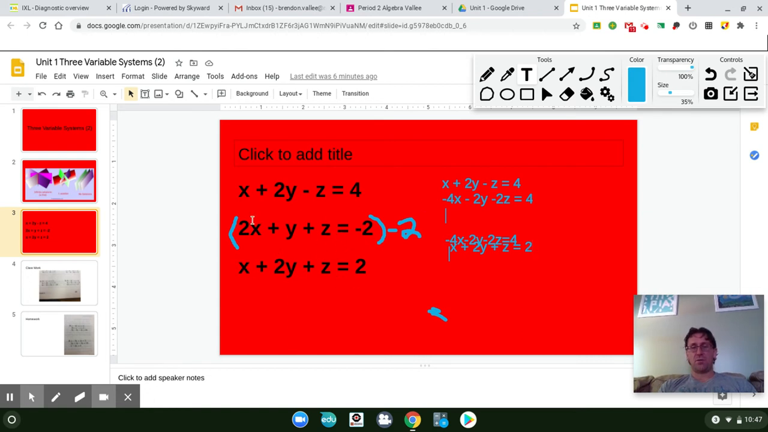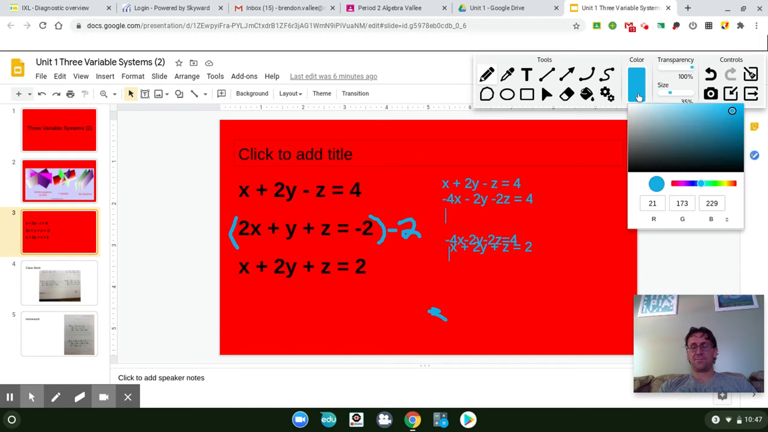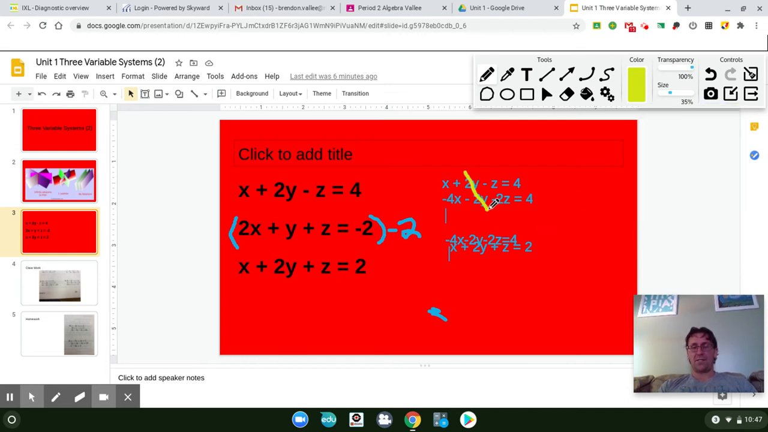So I multiplied this middle row, and now what I'm going to do, I'm going to use a different color, is I'm going to use elimination. Use like a yellow color here. So now if I add, those two y's cancel out, and I'm left with -3x minus 3z equals 8.